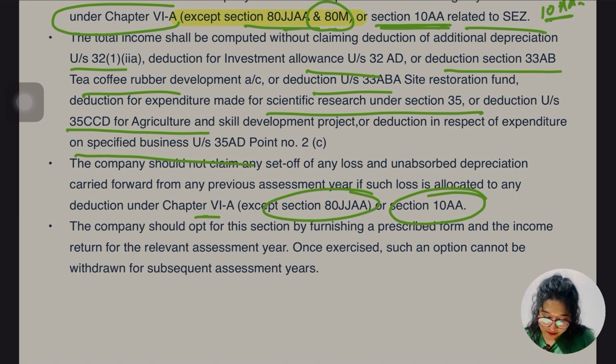The company should offer this section by furnishing a prescribed form and the income return for the relevant assessment year. Once exercised, such an option cannot be withdrawn for the subsequent assessment year. Right? So for how many years do they have to apply this section? The 115BAB section is for 10 years. Once this is applied, they cannot withdraw from this section. Okay, yes, this is clear.